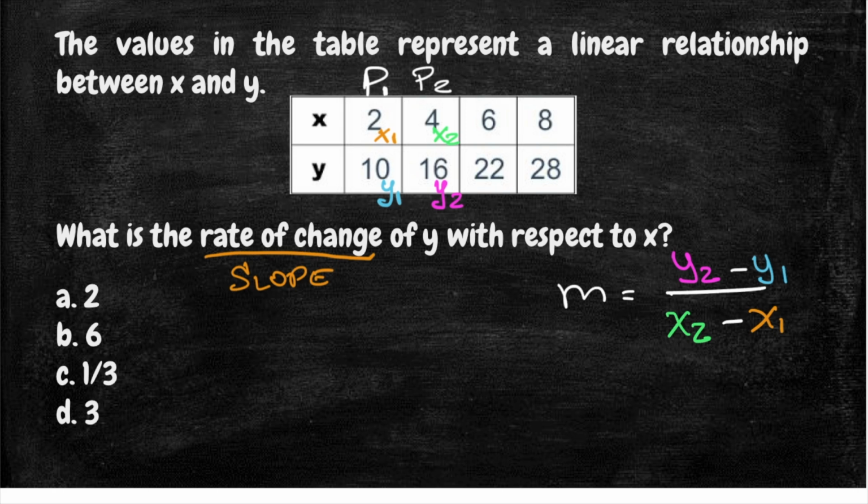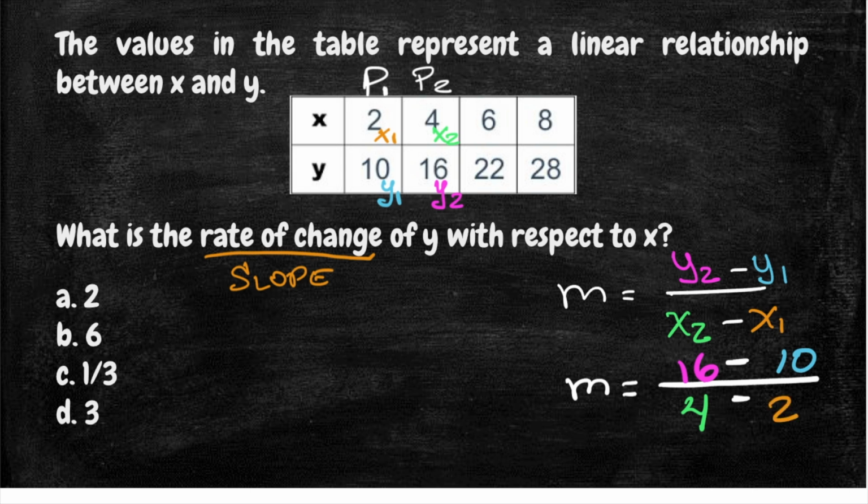Now, the only thing that I have to do now is substitute. So I say slope equals, I start my division with my minuses, and then I just fill in my values. So first, I have my y2, and my y2 is 16 minus my y1, which in this case is 10. Then I have my x2, which is 4, minus my x1, which happens to be 2.